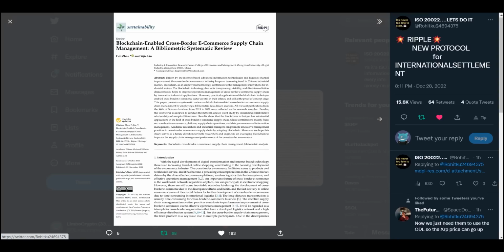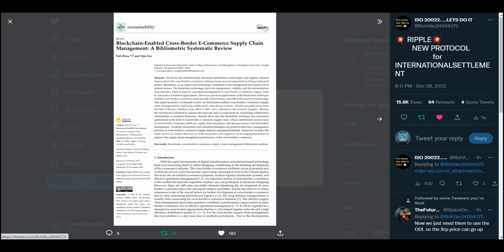Blockchain-enabled cross-border e-commerce supply chain management, a bibliometric systematic review. Driven by the internet-based advanced information technologies and logistics channel improvement, the cross-border e-commerce industry keeps an increasing trend in the Chinese industrial market. Blockchain, as an empowered technology, contributes to the management innovations for industrial sectors. The blockchain technology, due to its transparency, visibility, and disintermediation characteristics, helps to improve operations management of cross-border e-commerce supply chain by innovative industrial applications.